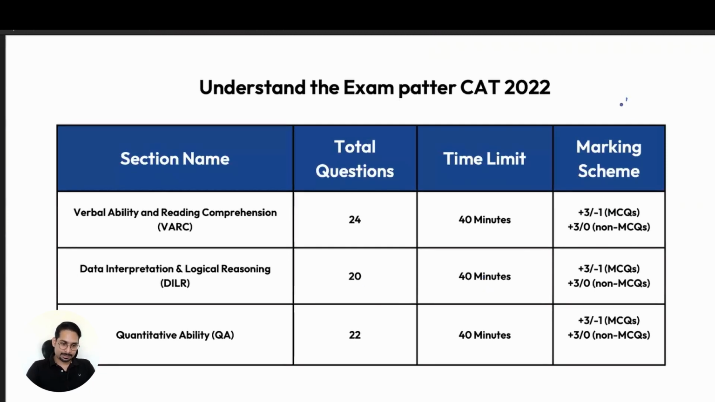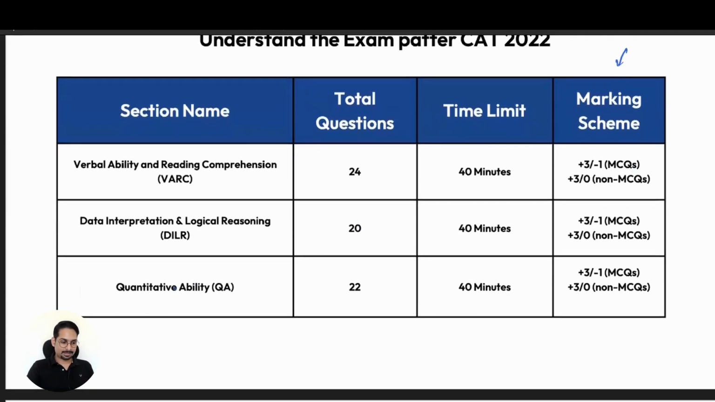And here, it is important for you to understand the marking system, which is +3, -1 for MCQs and +3, 0 for non-MCQs. Non-MCQs are the questions where you will have a text entry and you don't have options. You cannot really play with the options. You cannot eliminate the options, right? So you need to enter the correct value or correct answer in the text.